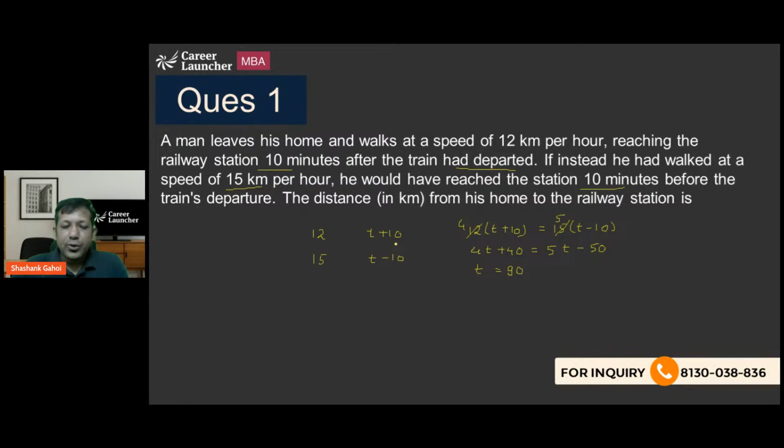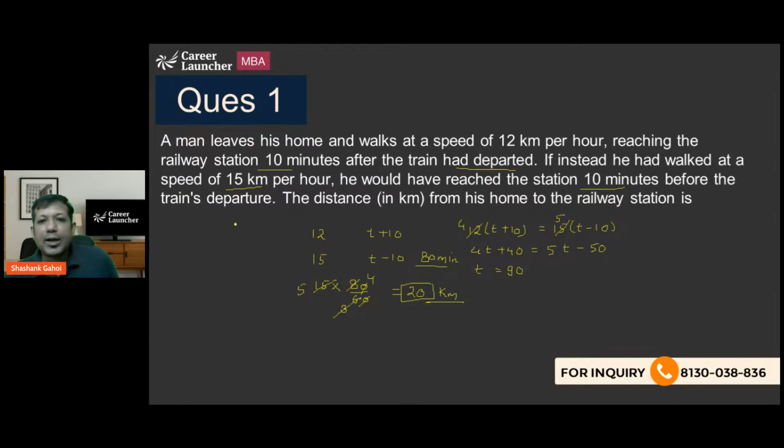So when he is going to travel with a speed of 15, he is going to take 80 minutes. So what is the distance? Distance is going to be speed into time. So speed is 15. What is the time? Time is going to be 80 upon 60 hours. So this is going to be 4, this is going to be 3, this is going to be 5. So total distance traveled by him should be 20 kilometers. So what is the distance from his home to railway station? That is going to be 20 kilometers. So answer of this is going to be 20.